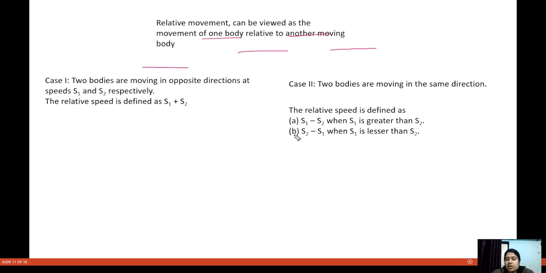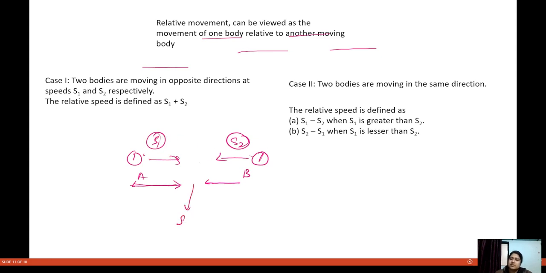Now when we are talking about relative movement, basically there are two cases. The case one is when two bodies are moving towards each other. So consider that you are standing here and I am standing here, and both of us are moving towards each other. Now you are traveling with speed s1, I am traveling with speed s2. So now basically we are approaching each other with the speed s1 plus s2.